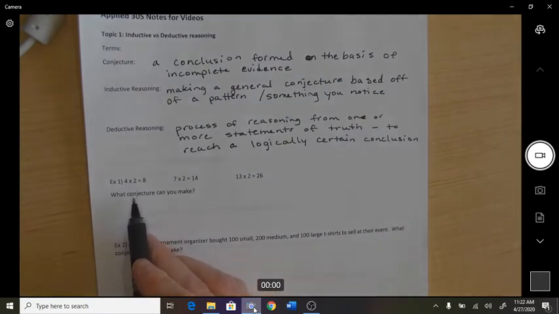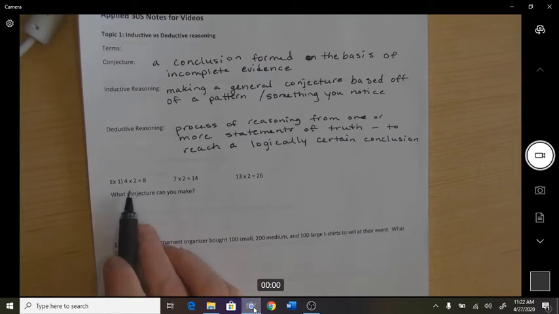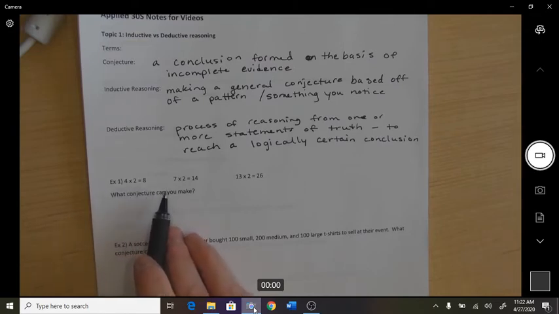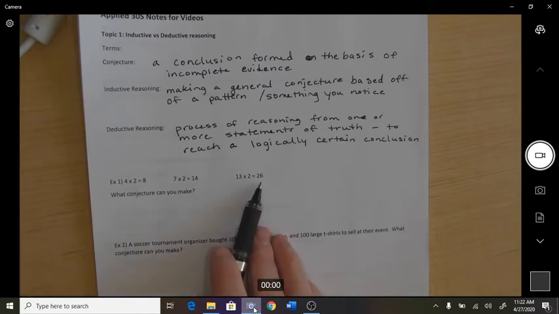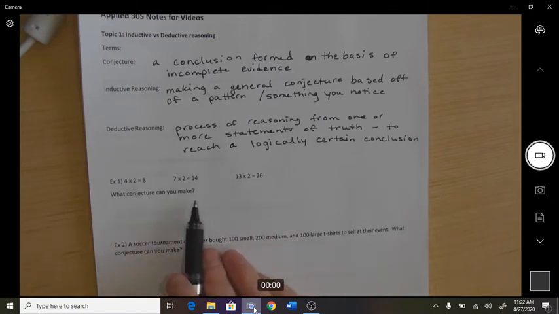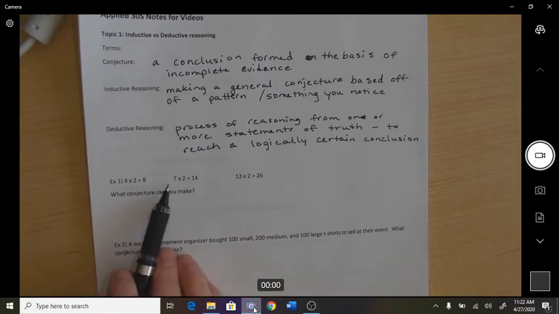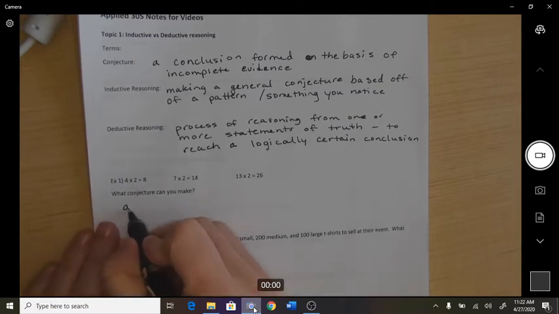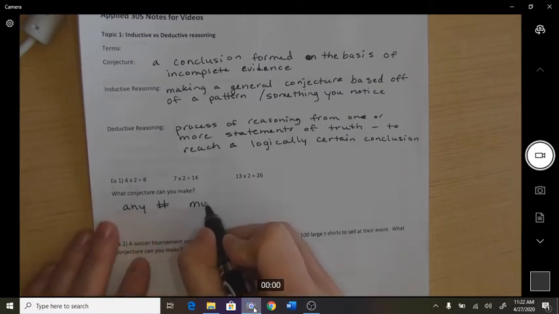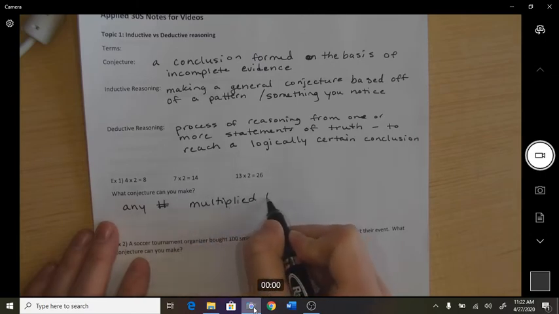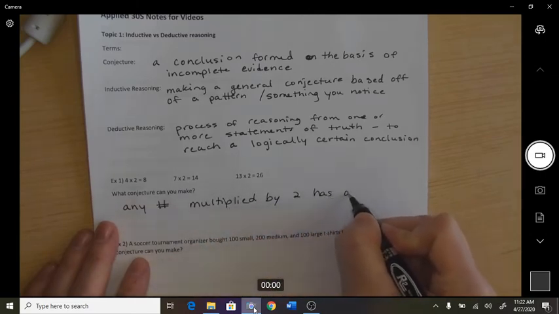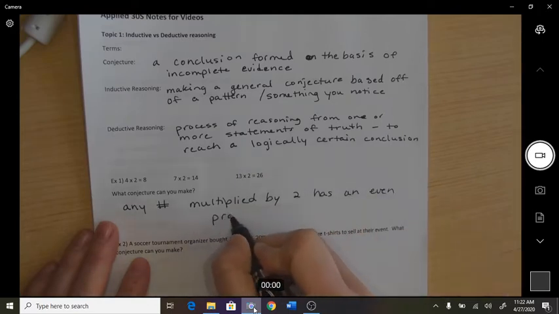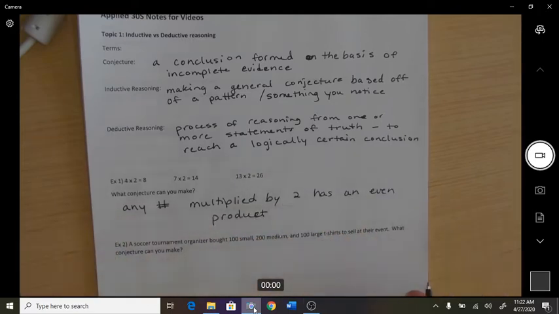Okay, so for start, 2 times 4 is 8, 2 times 7 is 14, 2 times 13 is 26. So what conjecture can you make? Any number that we're multiplying by 2 seems to result in an even product. Okay, we don't know for certain, but that is what we think is going to happen.